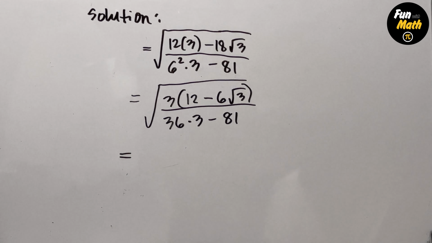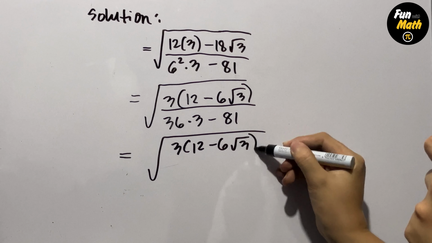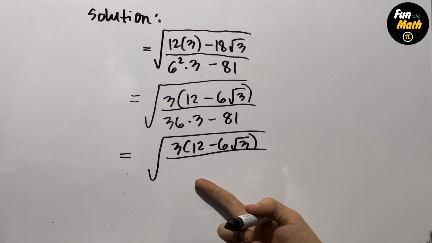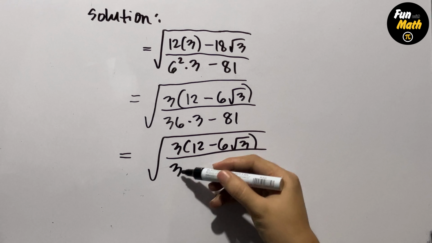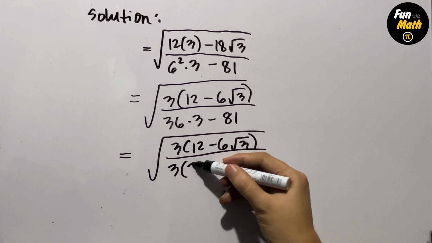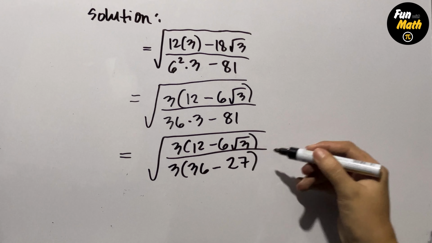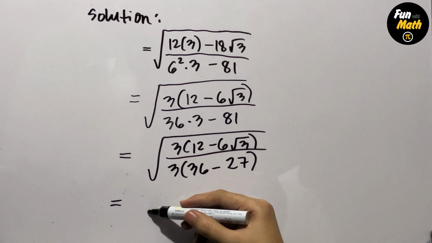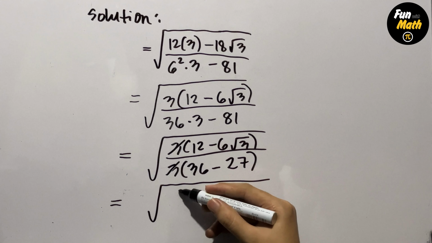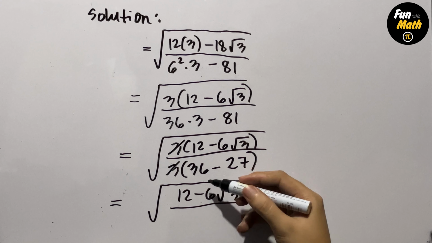And this is equals square root of 3 times 12 minus 6 square root of 3 all over. Now the denominator, we need to factor in terms of common. The common is 3. So 3 times 36 times 3 divided by 3. This is cancelled. So we're left with 36 minus 81 divided by 3 is 27. And now this equals square root of 3 over 3. We can cancel it out. So we have 12 minus 6 square root of 3 all over 36 minus 27.